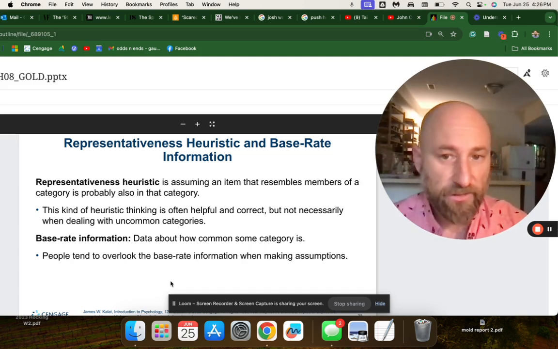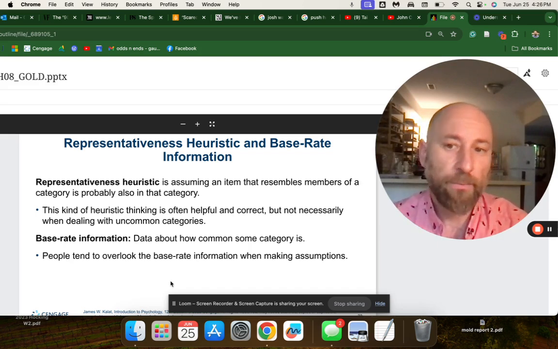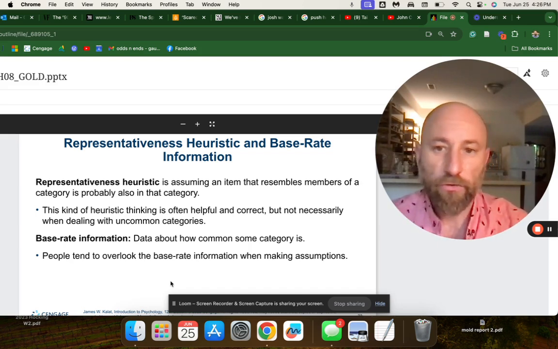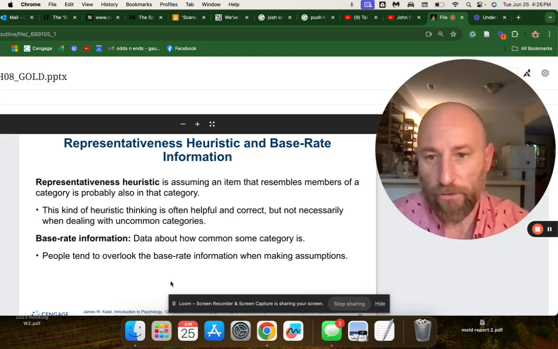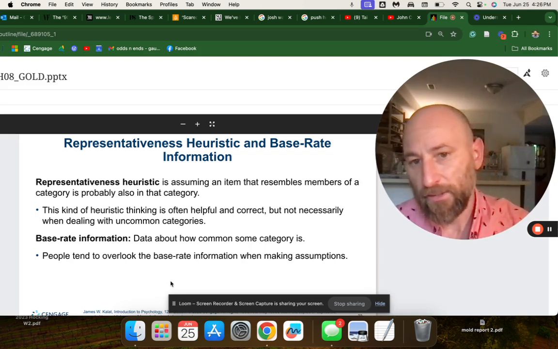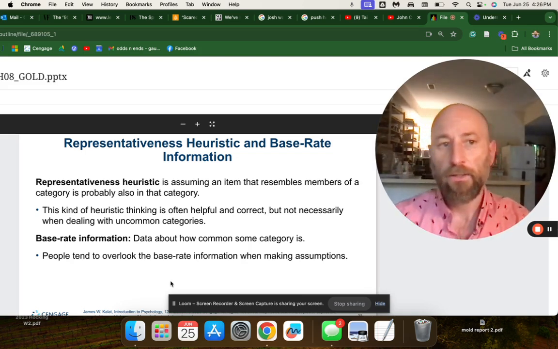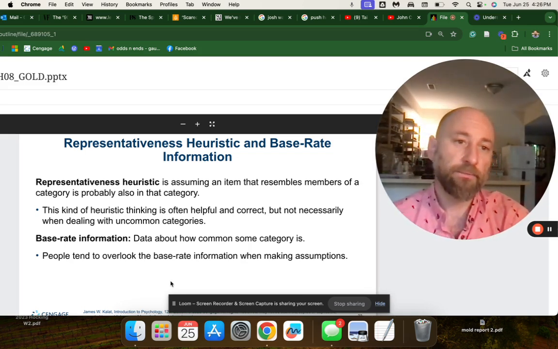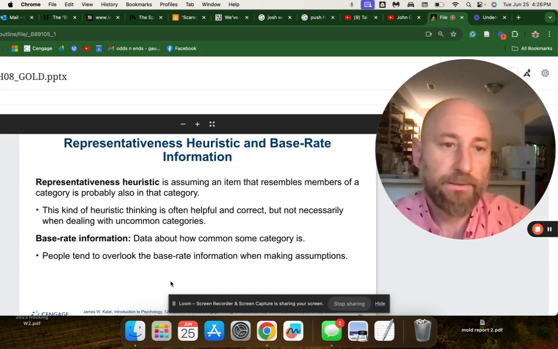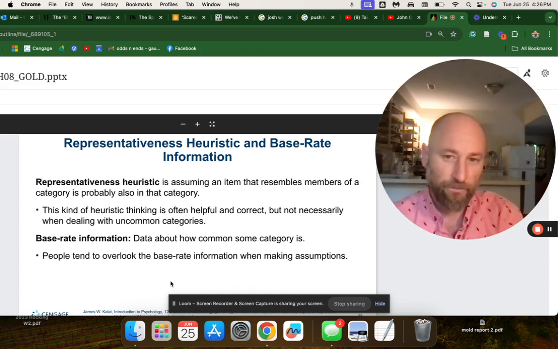A representative heuristic is assuming an item that resembles members of a category is probably also in that category. This kind of heuristic thinking is often helpful and correct, but not necessarily when dealing with uncommon categories. So say you meet an Indian person, and you're like, oh, Indian food is spicy. This person must like spicy food, but maybe they hate spicy food.